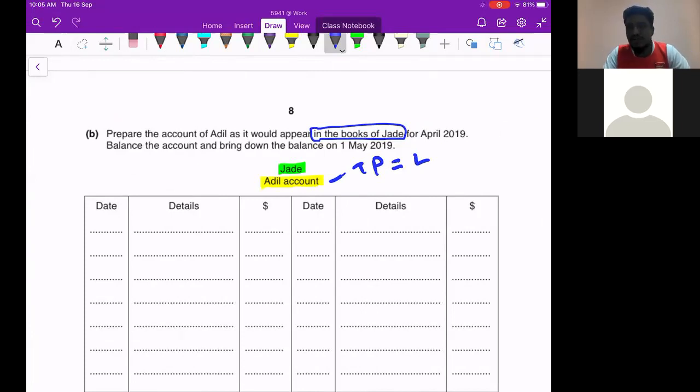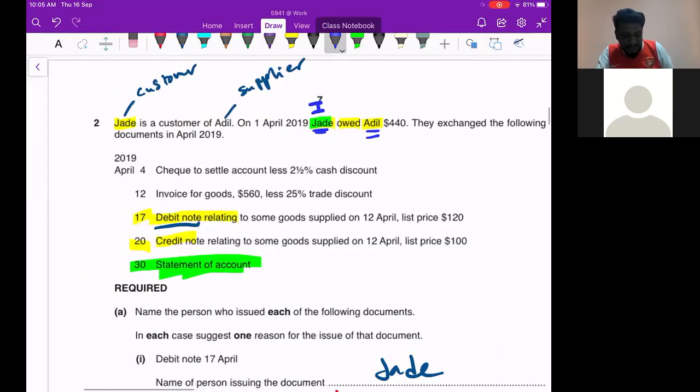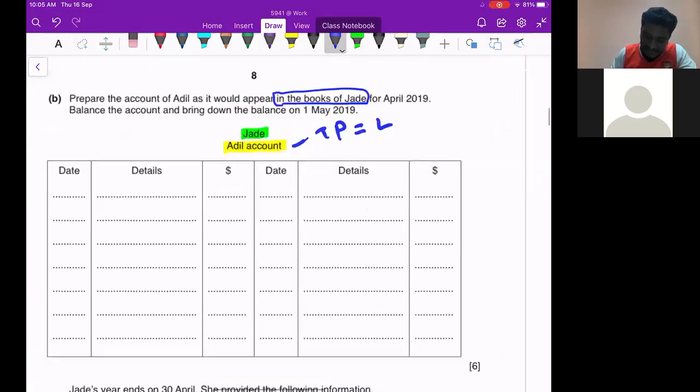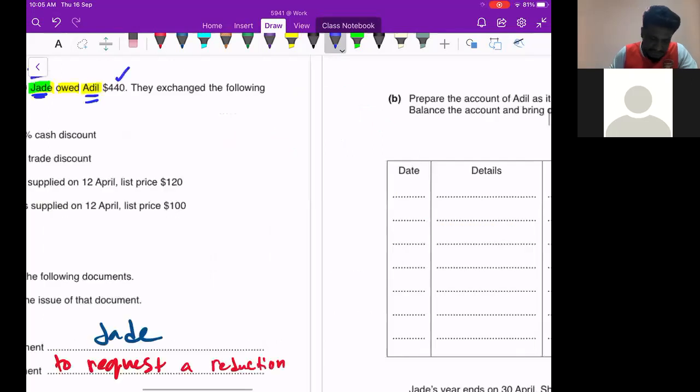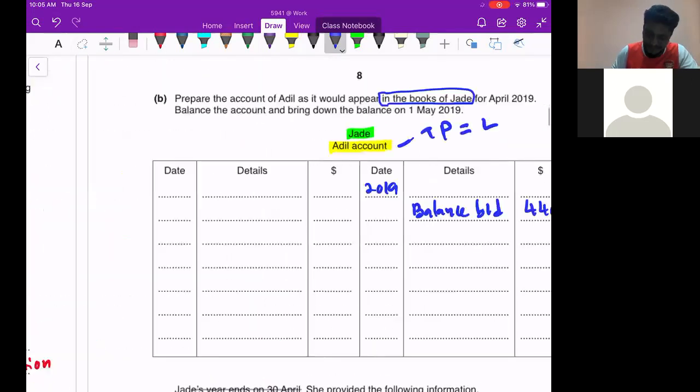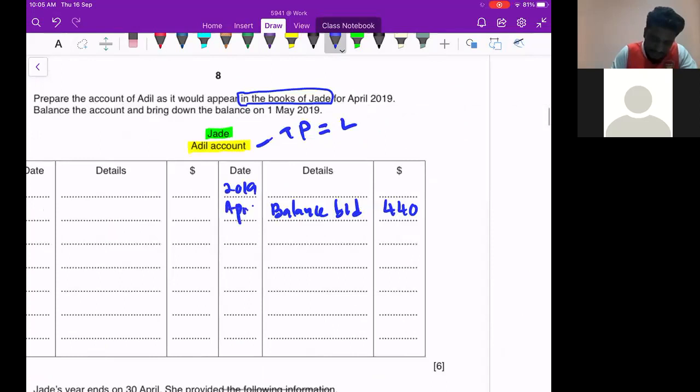Okay, I'm Jade, so I owe Ideal. So Ideal is my trade payable. If I owe Ideal 440, this 440 will be on the credit side. Why is it on the credit side? Because I owe that party. That party is my liability. Liability balance b/d will be on the credit side. Balance b/d, and the date is April 1st.